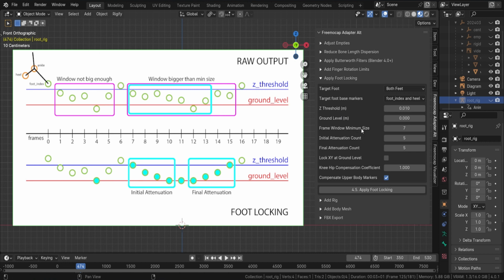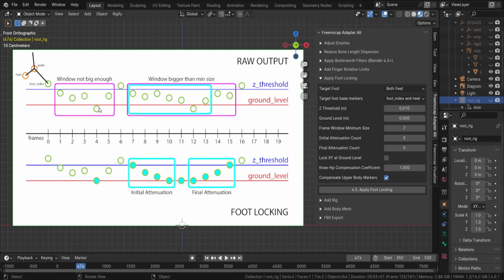The next parameter is the minimum size of the frame window to consider. This means that it is a group of consecutive frames whose marker position is below the Z threshold. In this case, you can see that there are 5 frames where the marker of the foot index is below the Z threshold. After the 5th frame, the marker comes out in frame 6, which is above the threshold. Therefore, those frames are not considered for the locking. This is because the minimum window size is 7.